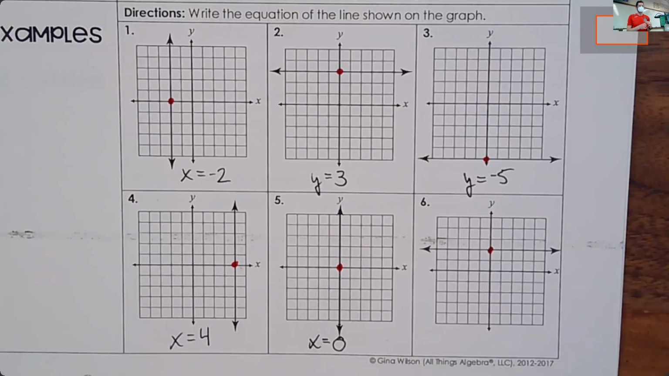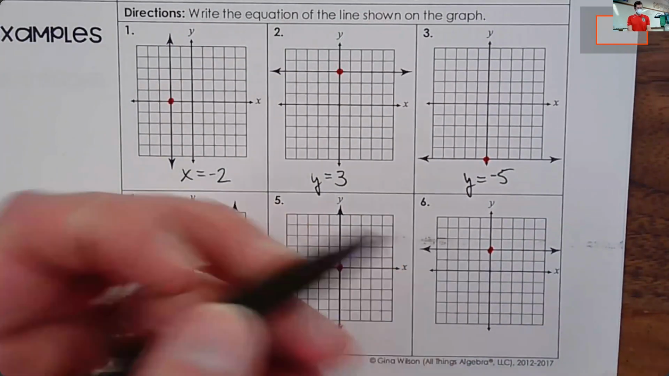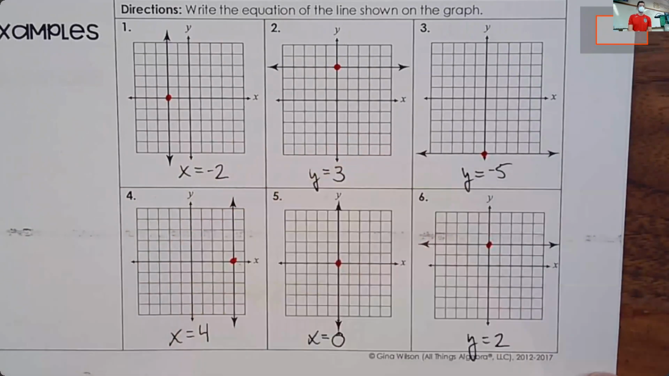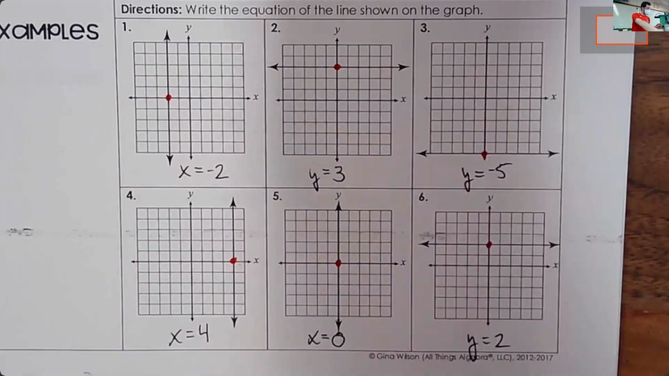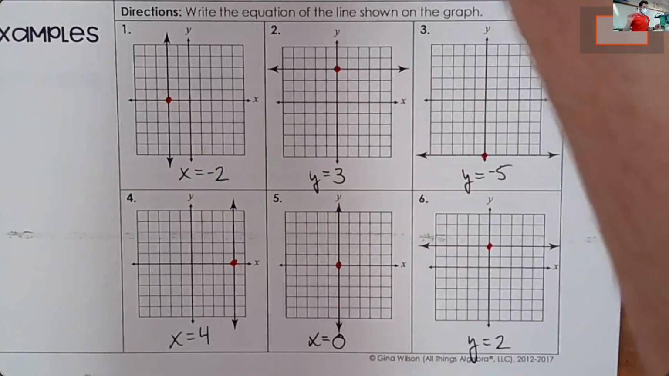Yeah, +2. All right, so because the y value of the y-intercept is 2, then the entire equation is just y equals 2. Cool. There we go. Thank you. All right, let's go ahead and move on to page 2. Any questions so far?